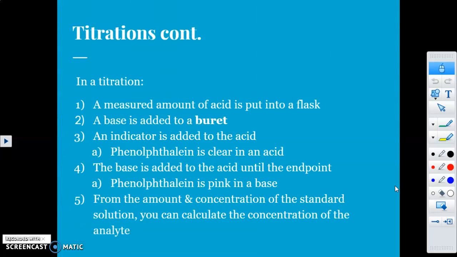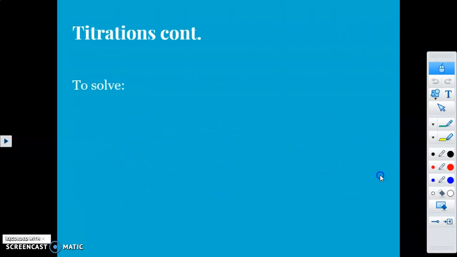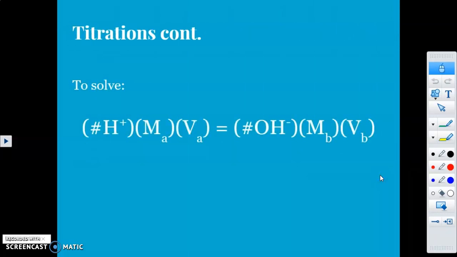The last step then is from the amount and concentration of the standard solution, you can calculate the concentration of the analyte. You're going to do that using this equation, which looks more complicated than it is. It's going to include the number of hydrogen ions from the acid. MA stands for the molarity of the acid. VA, the volume of the acid.